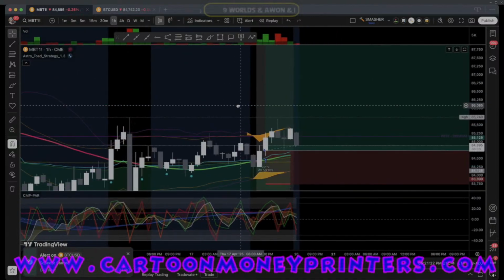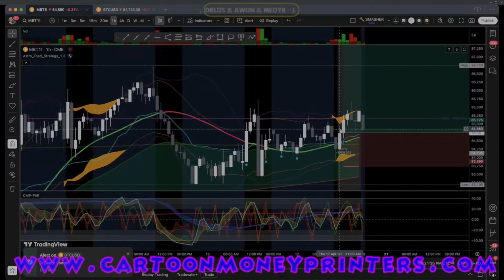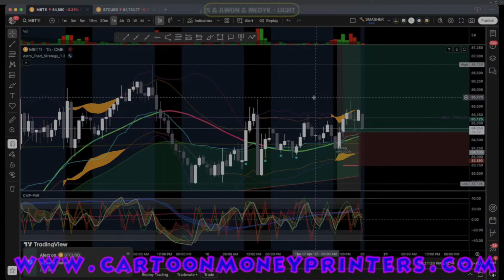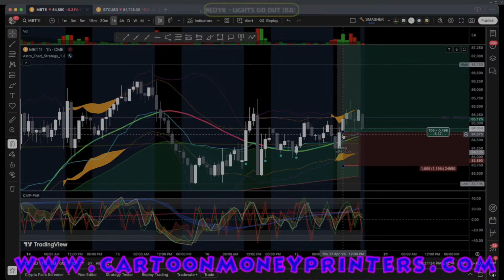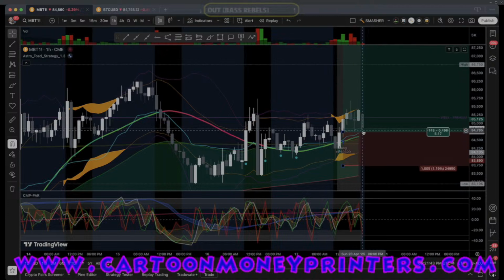The market smasher strategy has a long in play. It already paid off because it dipped over the weekend. This is MBT, this is the CME. So it had a gap, missing time. But now we're approaching this entry level again.